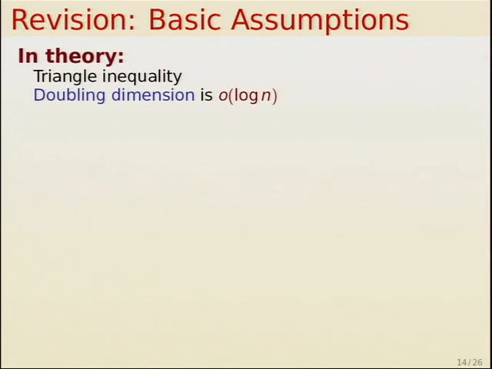So let's now move to basic assumptions we have in theory. And sometimes they're really broken in these web applications. So first thing we have triangle inequality usually. Because we say distance, we assume triangle inequality.